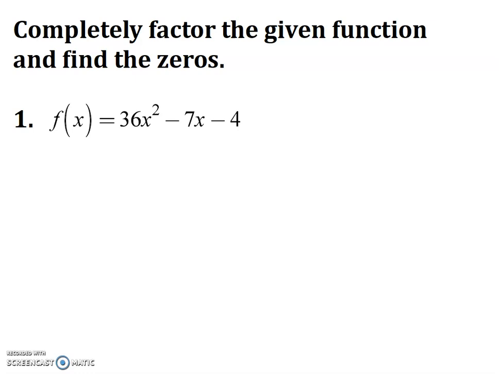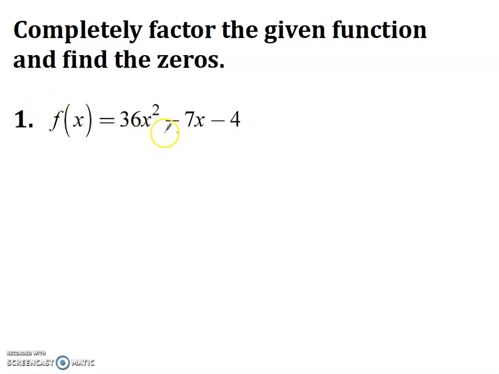We are going to review different types of factoring today. So given each function, we want to completely factor and find the zeros. For number one, we have f of x equals 36x squared minus 7x minus 4.